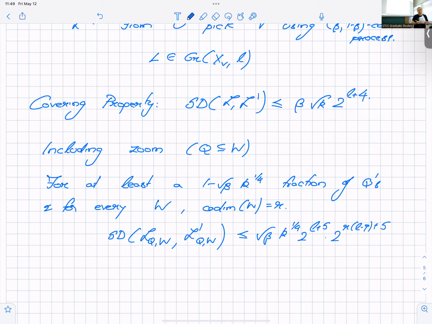This is basically running just a bunch of union bounds. All I want to say is you can choose beta such that these two guys look basically the same. That's all this is, the point of this.